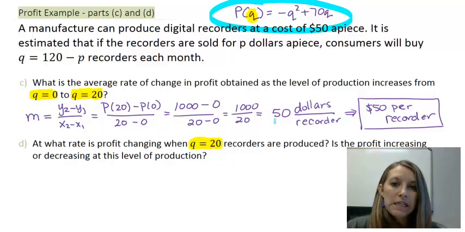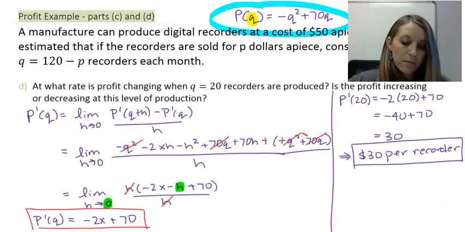Okay, now on to part D. Okay, so I worked out the answer to part D. I have found my derivative, and there is my definition there. I have substituted in the Q plus H. I canceled out with my original function, eliminated my H's, substituted in my 0 for the limit, and so I get my derivative, or the P prime of Q, is negative 2x plus 70.